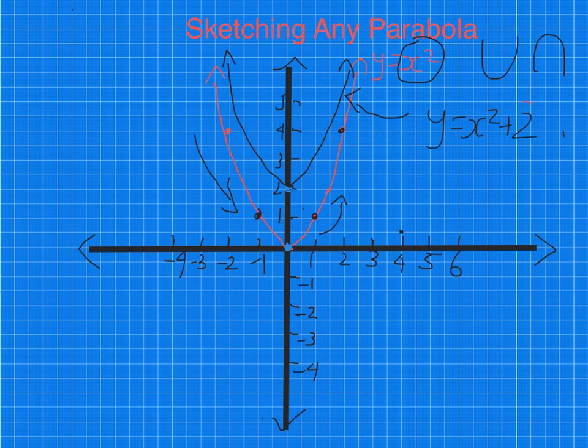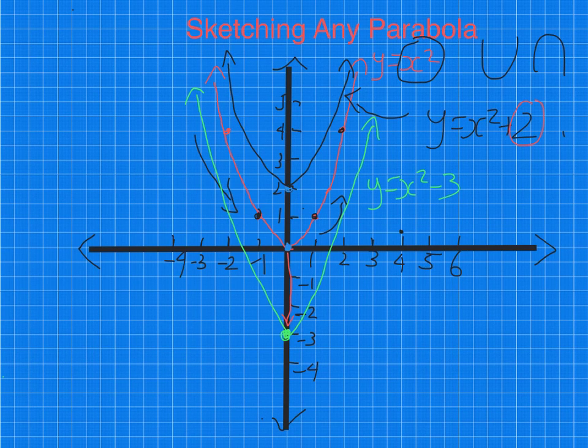But if I change the value at the end, the thing I'm adding, to a negative, like y equals x squared minus 3, then that doesn't shift it up, it shifts it down. So y equals x squared minus 3 looks like this. What I've done is taken the turning point, which was at 0, 0, and shifted it down.